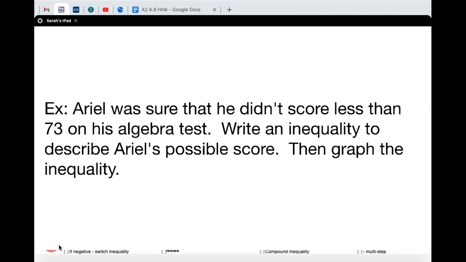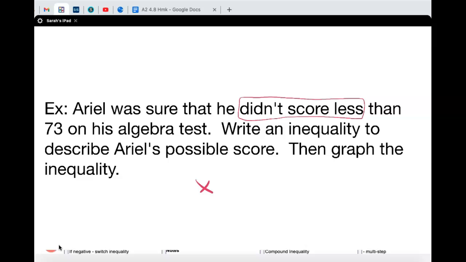So this is the last one. Ariel was sure that he didn't score less than 73 on his algebra test. Write an inequality to describe Ariel's possible score, then graph the inequality. Is he confident that he scored less than 73 or greater than 73%? Because he didn't score, yeah, we have like this double negative situation going on, right?